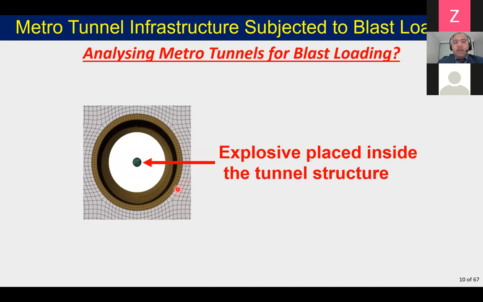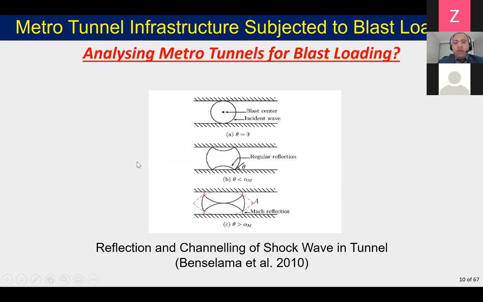This is your tunnel lining here, and that's the soil surrounding the lining. And then here you have your air blast scenario. What happens is, as soon as the blast starts propagating, it hits the boundary of the tunnel, and that is very, very common. But the problem arises when the shock wave gets reflected from the boundary. So this is the reflection of the shock wave.